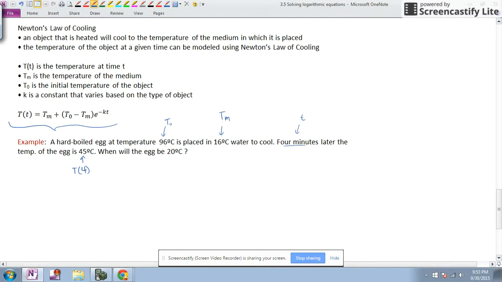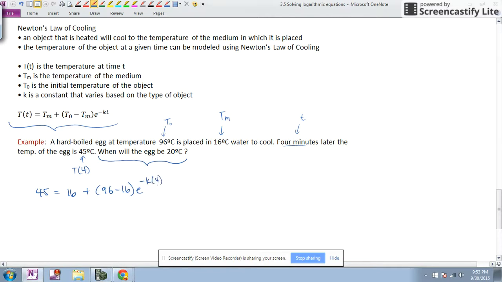So now I have a nice little setup for the equation. With that information, I can figure out what the constant is. And once I know what the constant is, then I can actually answer this question about when will the egg be 20 degrees. So let's go ahead and do that. I'm going to set it up as 45, because that's the temperature at 4 minutes, is equal to the medium, which was 16, plus 96 minus 16, e to the negative k times 4.